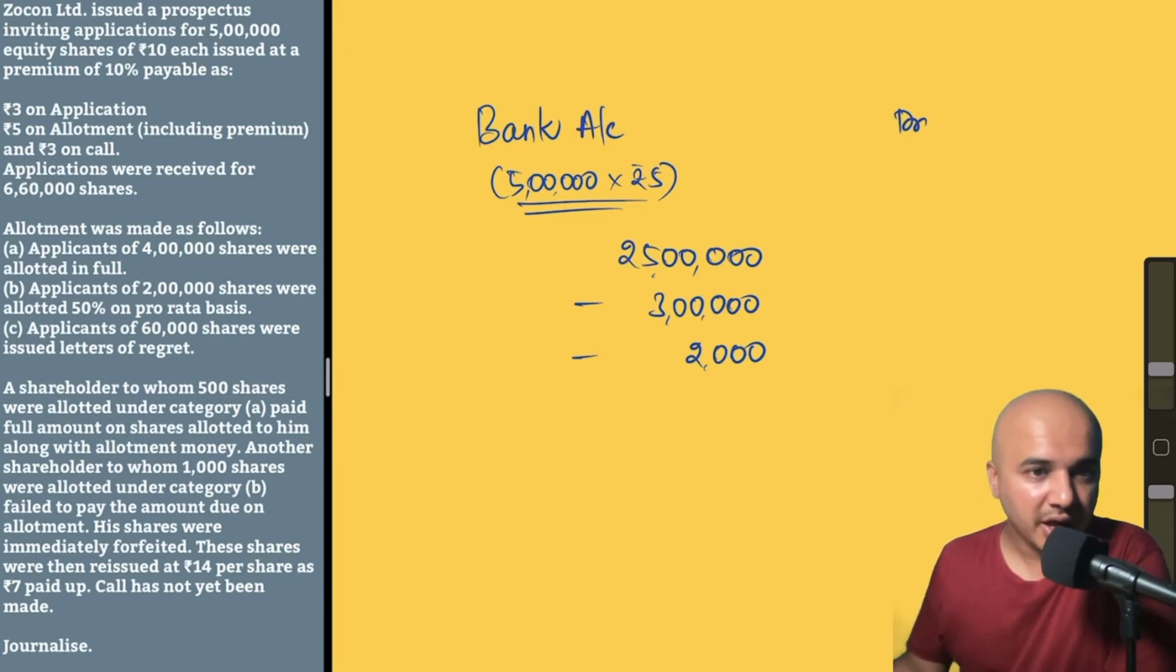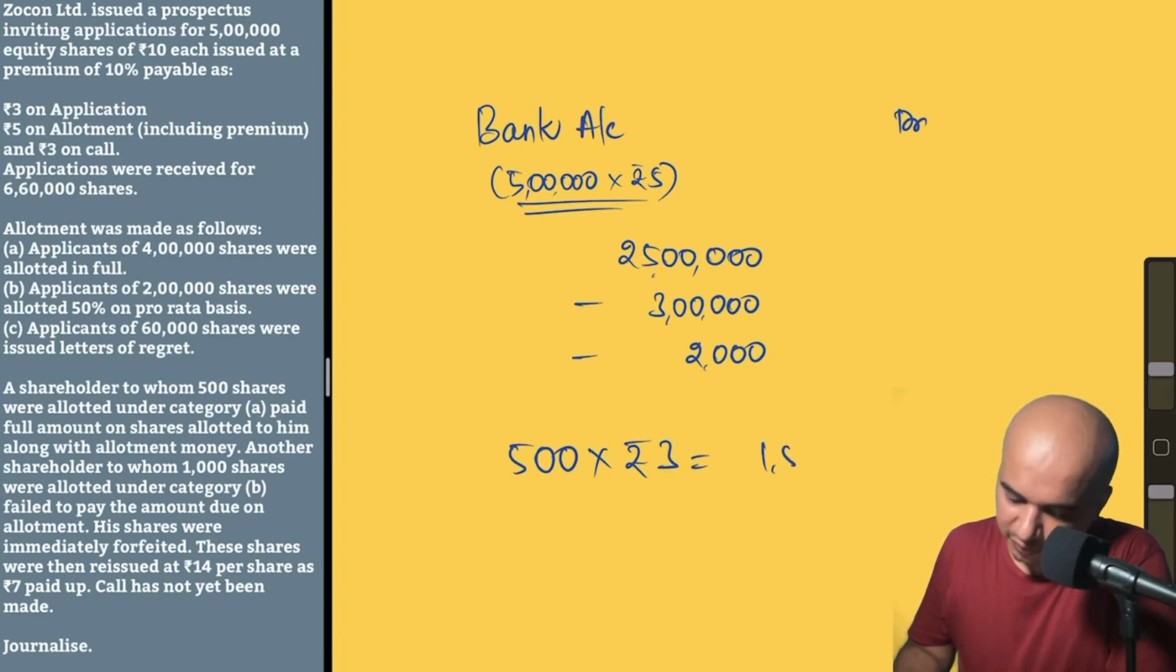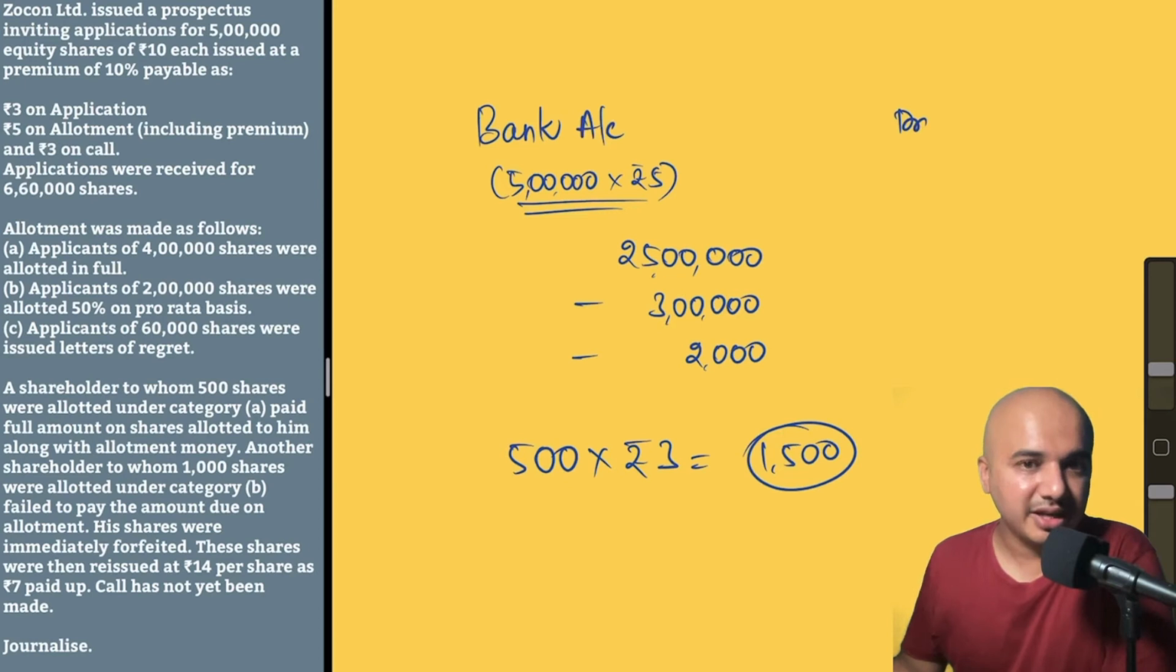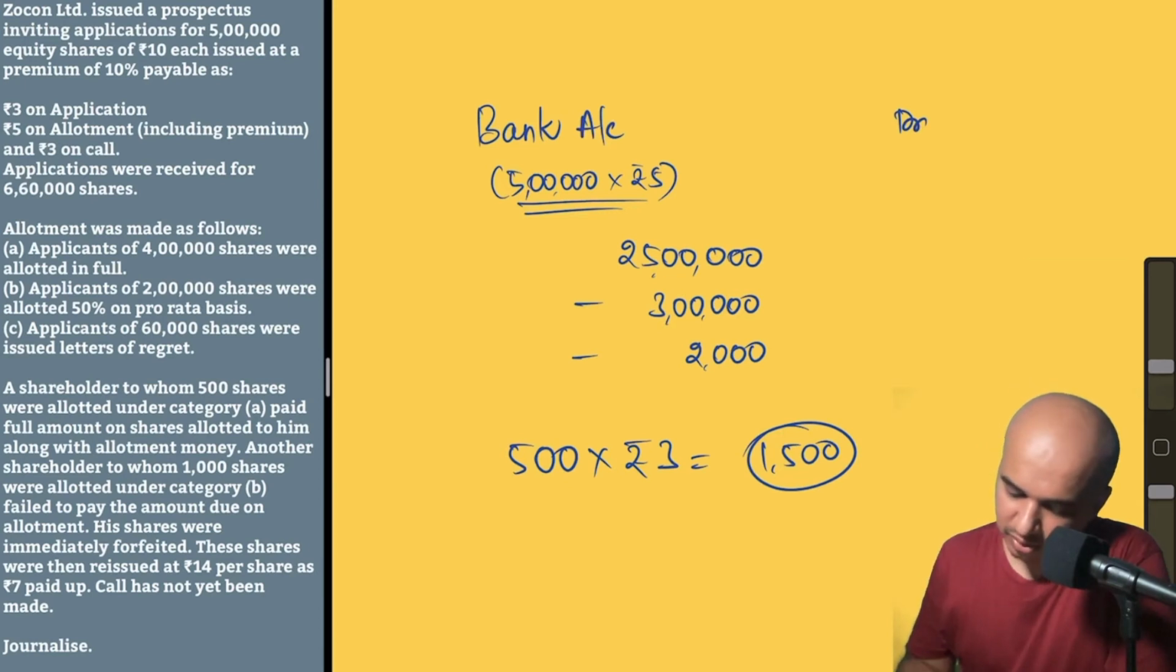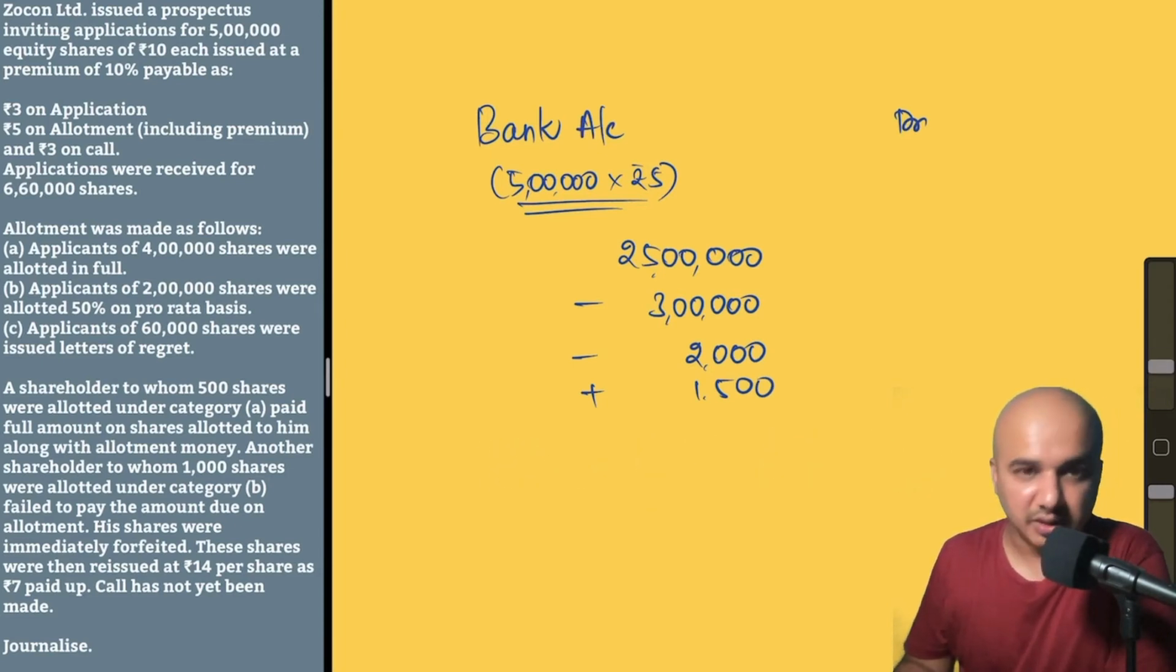Of course, yes. A shareholder to whom 500 shares were allotted under category A paid full amount on shares allotted to him along with share allotment call. That means someone holding 500 shares paid the call money as well. So what is the call money? First call, final call, that is rupees 3. So 1500 we have already received in advance. So plus 1500. Once again, let me just explain this.